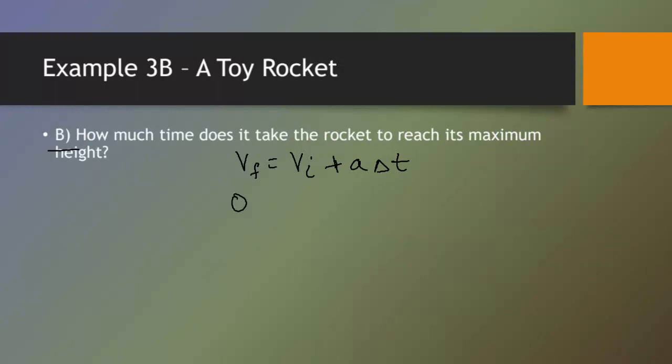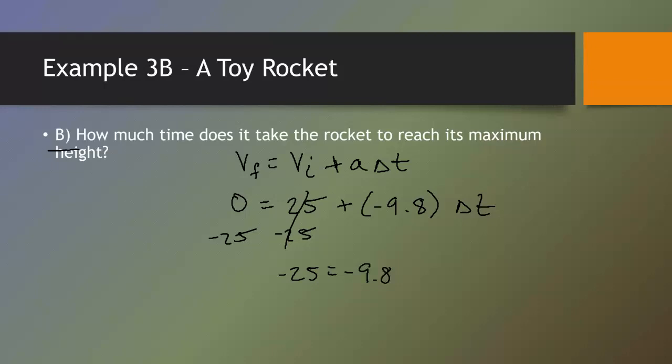So the final velocity when it reaches its maximum height is 0. The initial velocity is 25 meters per second upwards. The acceleration is negative 9.8 because it always points downwards, times delta t. Subtract 25 from both sides. And then if we divide by negative 9.8, you'll find that the time is equal to 2.55 seconds. Okay, that's it.